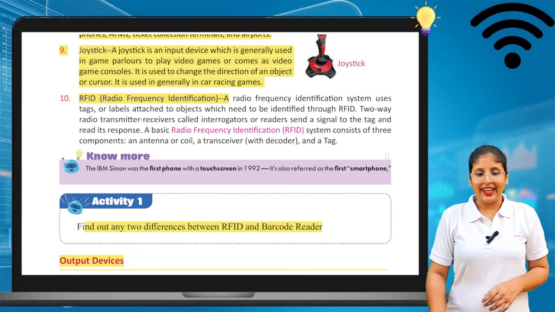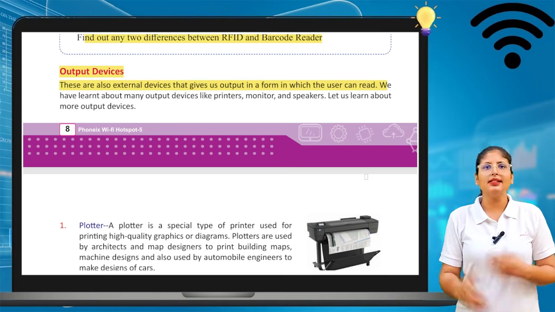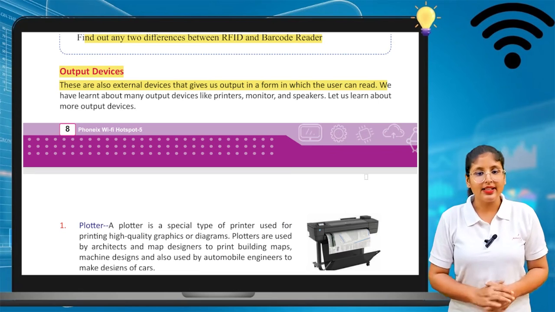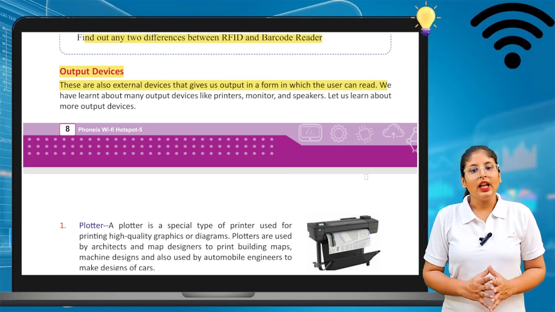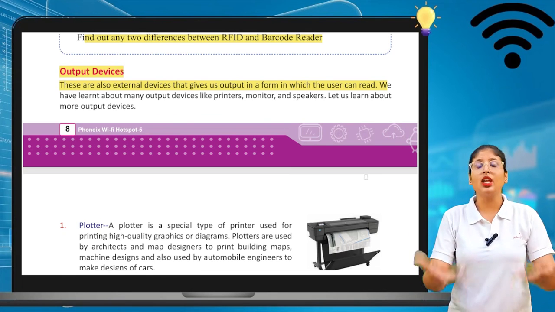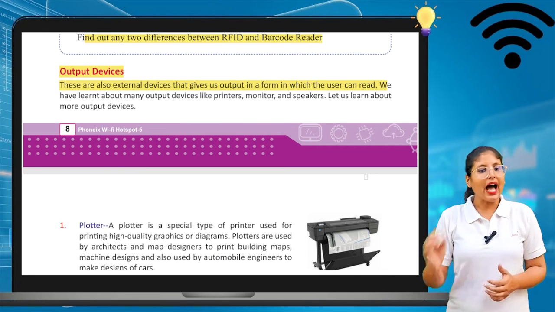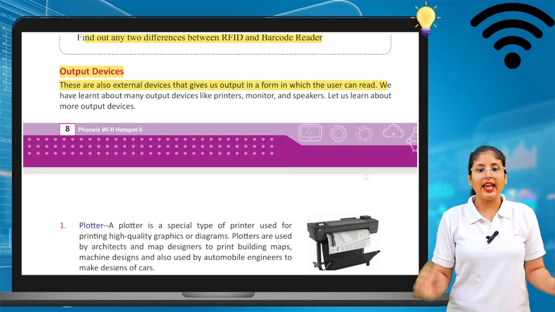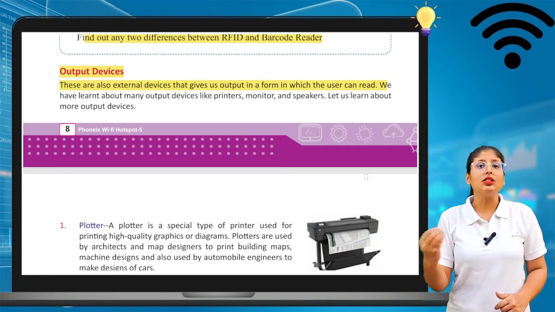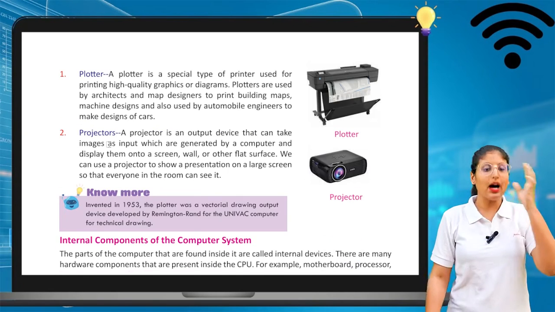Okay, now we will see about output devices. Now we have to move on to output devices. So what are output devices? Okay, let's see. These are also external devices that give us output in a form which the user can read. You do not need to give any input on them. They give you the result. They give you the output. So that's why they are called output devices. We have learned about many output devices like printer, monitor, speaker. In the previous classes, we already learned about monitors and speakers, because these are output devices. Let us learn more about output devices. In this class, we will see some other output devices.